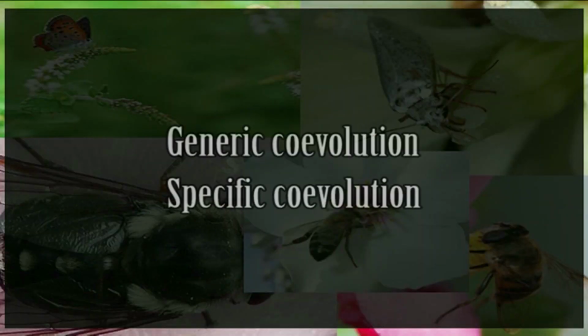Because pollinators are species upon which the lives of so many other species depend, they are regarded as keystone species. Pollinators are thus essential to the stability of the global ecosystem itself. In fact, without pollinators, life on planet Earth would be very different. The co-evolutionary interactions between species of plants and their pollinators are generally categorized as generic co-evolution and specific co-evolution. Now let's understand some examples of co-evolution.